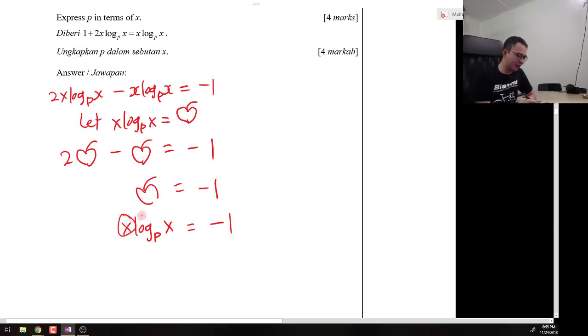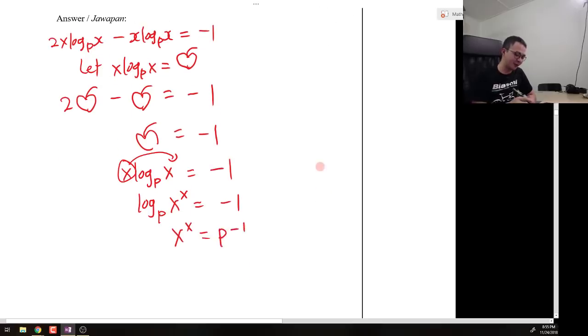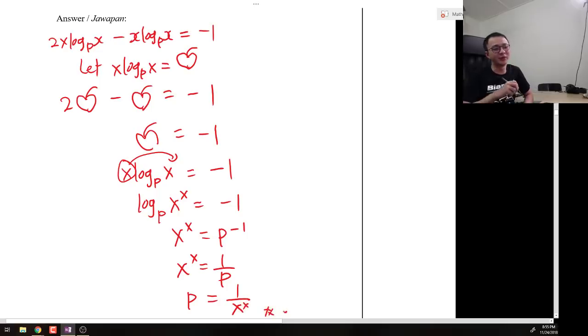Alright, log rule tells me the number in front I can move up, become the power, x power of x equals to negative 1. And log rule also tells me I can move my log p to the other side, become p power of negative 1. So therefore p power of negative 1 is 1 over p equals to x power of x. So p is equal to 1 over x power of x. Right, this is how we do this kind of question.